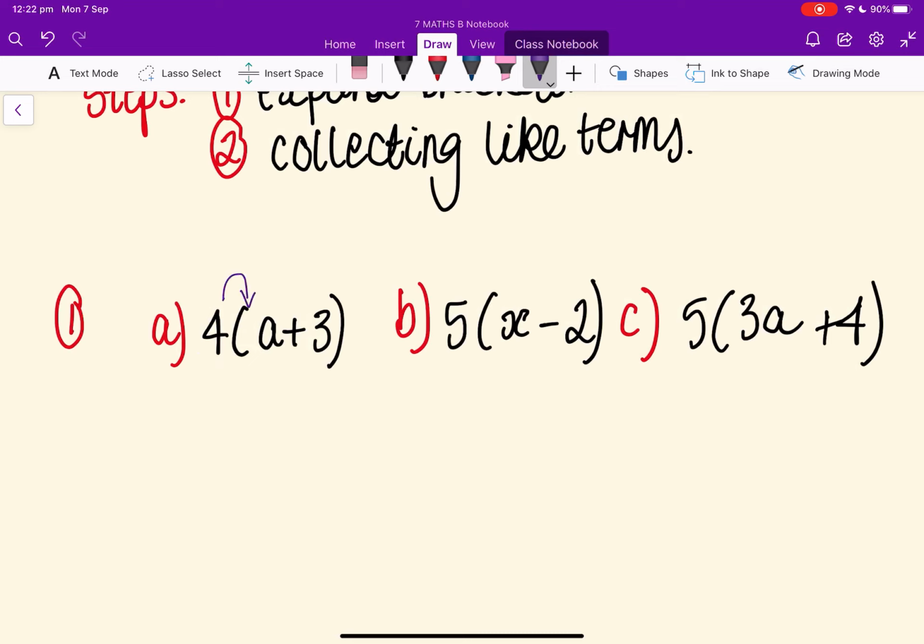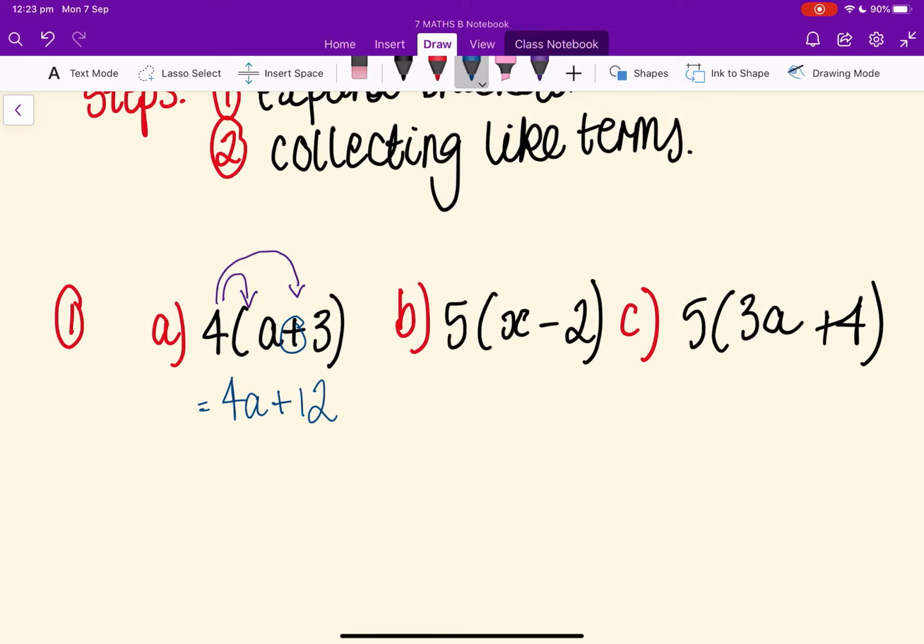So let's do a first. We have to go 4 times a plus 4 times 3. And we work that out like 4 multiplied by a gives you 4a. And then we write the plus symbol because there's a plus here. Okay, 4 times 3 gives you 12, okay? This is your final answer because there are no like terms that you can combine.